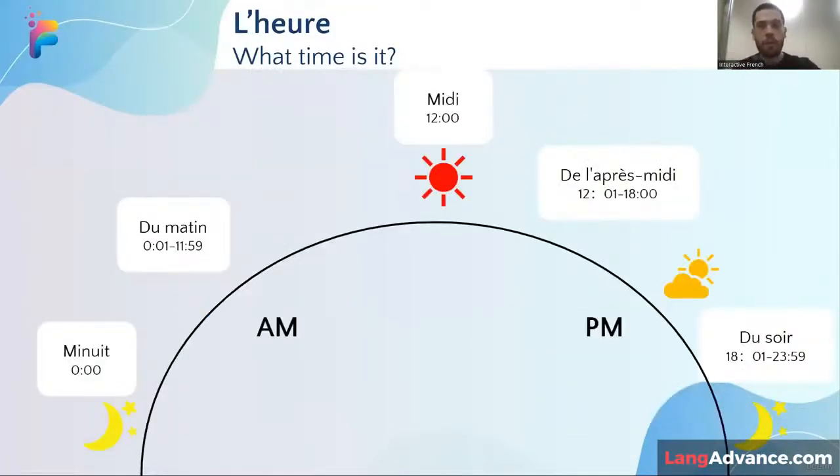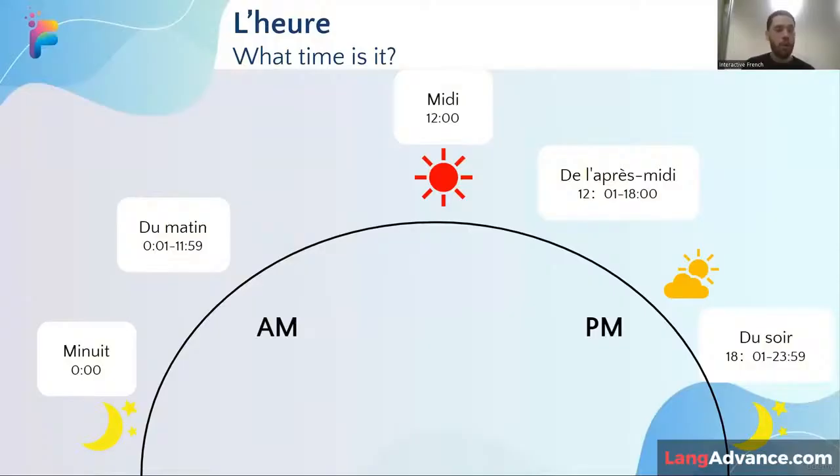So please note the other way we can say PM in French. Instead of saying, for instance, 1 heure de l'après-midi, you can also say il est 13 heures. If you want to say it's 8 p.m., you can say il est 8 heures du soir, or il est 20 heures. So you can do that if you want. It's totally up to you.